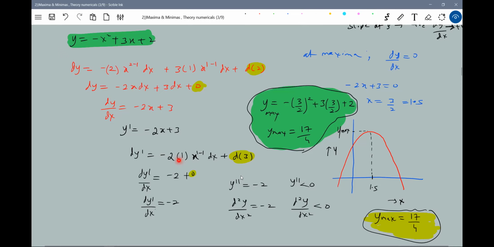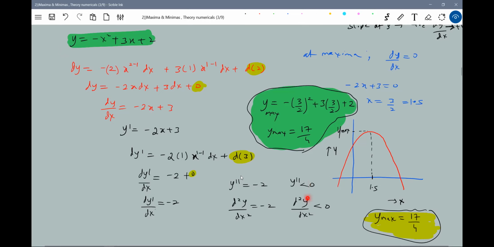dy dash equals minus 2 into 1 into x to the power of 1 minus 1, using the power rule of derivatives, dx, plus the derivative of 3. The derivative of 3 is again a constant, so we get 0. So dy dash by dx is called y double dash, which is minus 2, or d square y by dx square. So this is less than 0. If it is less than 0, what do we expect? Maxima should exist for this.